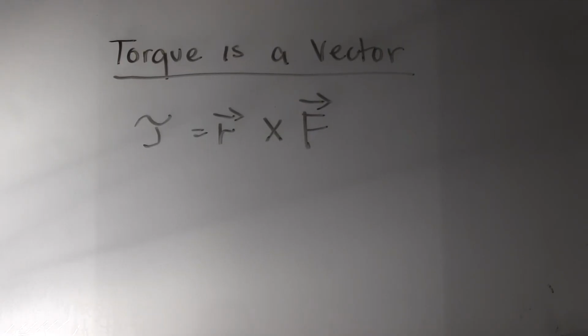In the last slide, we saw how to calculate the magnitude of the torque. But we must note that torque is a vector. The magnitude is the vector product R cross F. The torque vector is equal to the vector from the axis of rotation to where F acts, crossed with the force vector F.